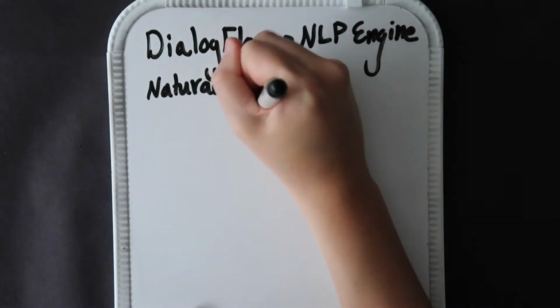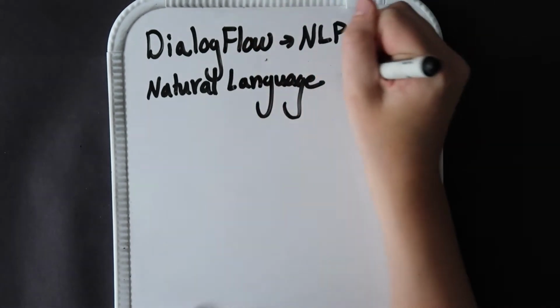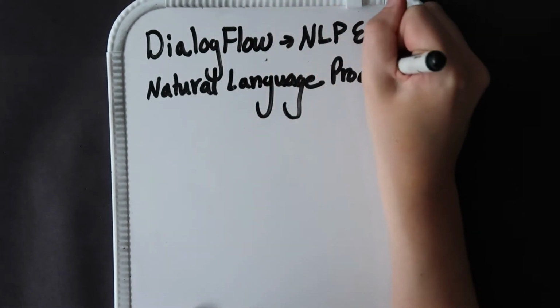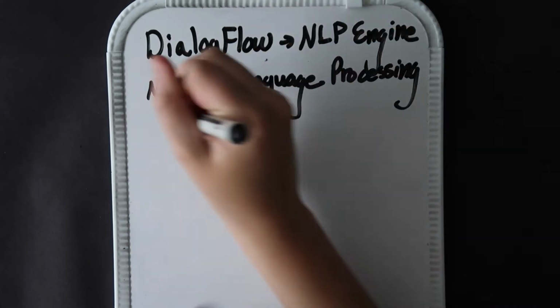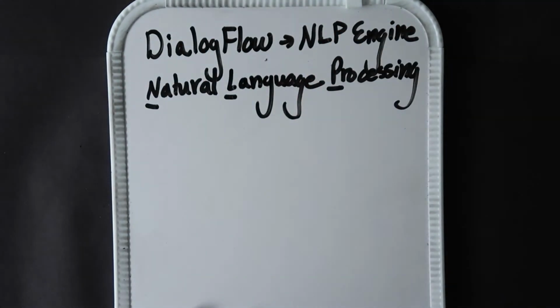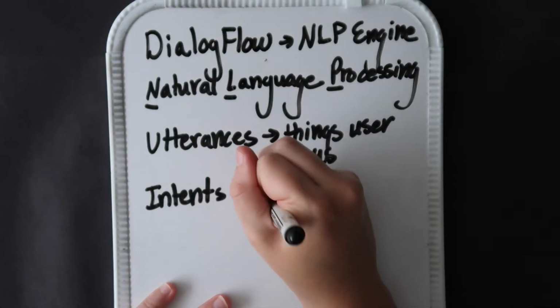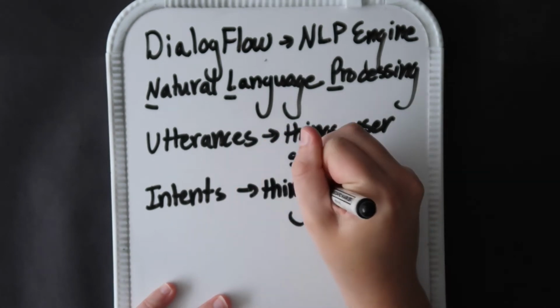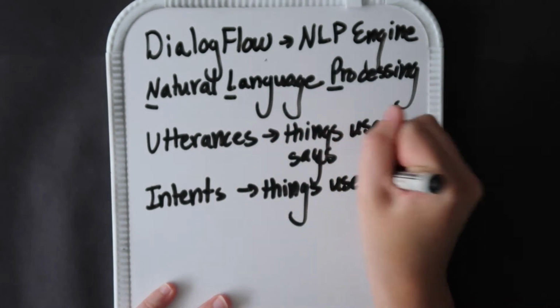Ultimately, DialogFlow is an NLP engine, a natural language processing engine. It simply converts what you say, which is called an utterance, into what meaning or intent it has. With our chatbot, there are many things a user could say. The user could ask what classes are available or how much does this class cost. Both of these utterances, both of these things a user could say, have different meanings and map to different intents.